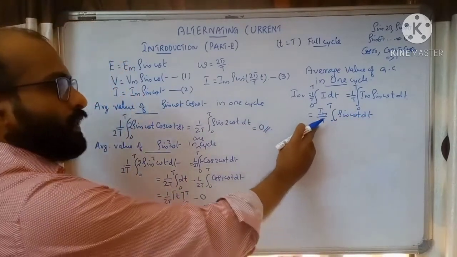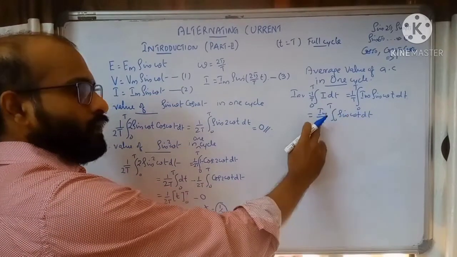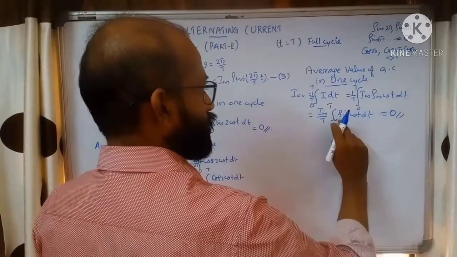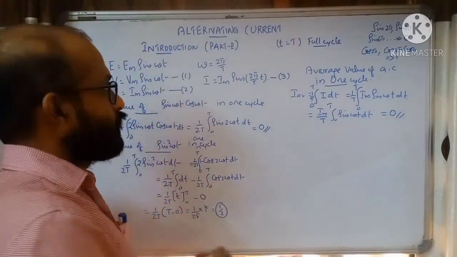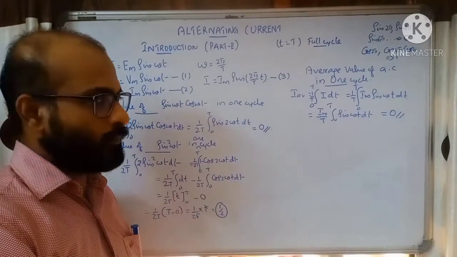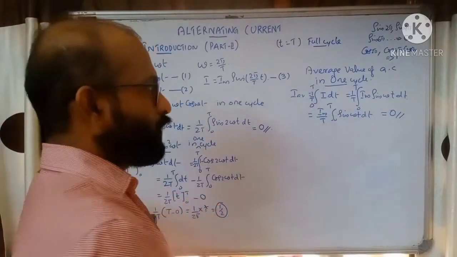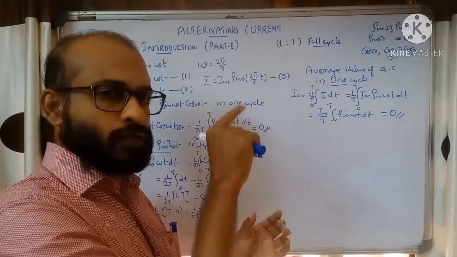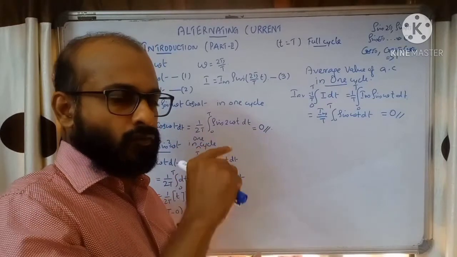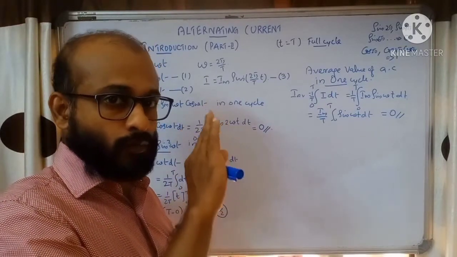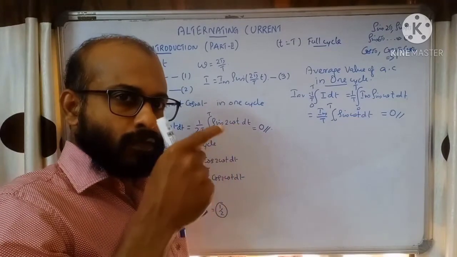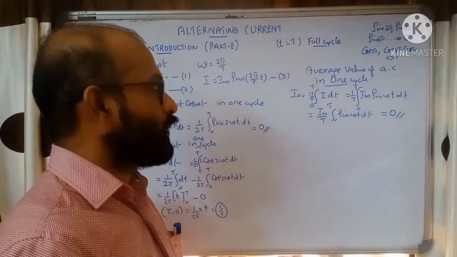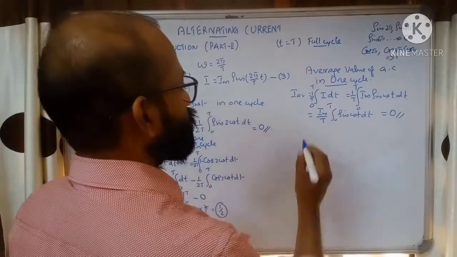We have seen that the average value of sine omega t for a full cycle is 0, so we can take this value to be 0. This integration we have seen in the first part of the introduction. When you take the average value, we get 0 because for a full cycle there will be a positive half cycle as well as a negative half cycle. When we add the values of the positive half cycle, we get positive values, and for the negative half cycle, similar negative values. When we add these two, the average value will be 0. To avoid that, we take the RMS value.